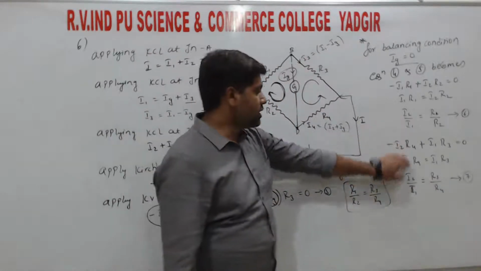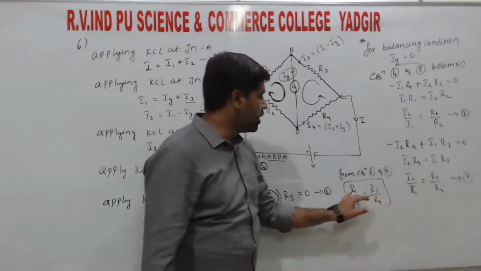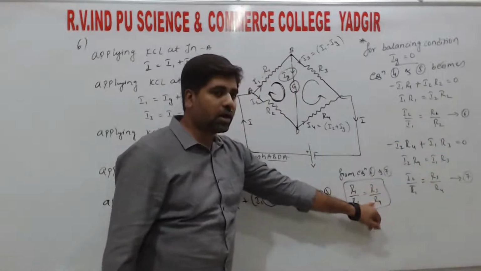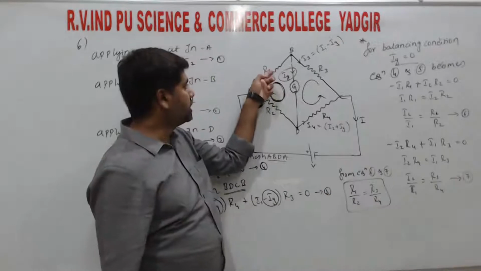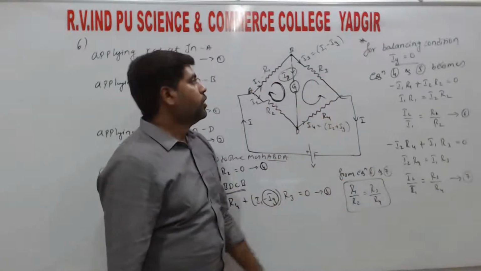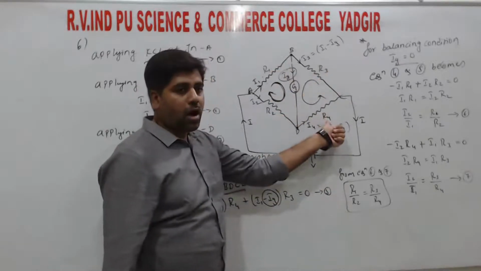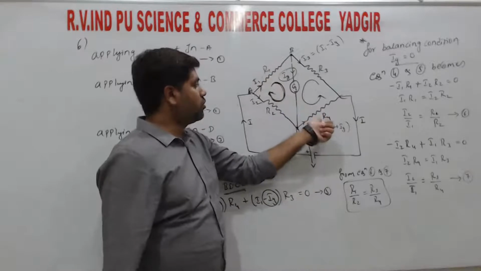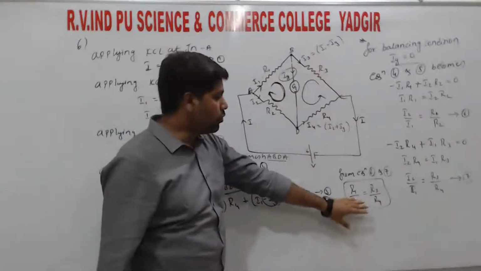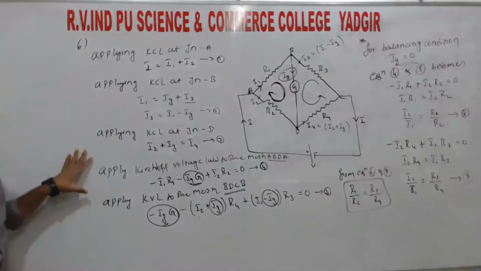Since the LHS is the same, we can equate the RHS. So if we equate the RHS, R1 by R2 is equal to R3 by R4. That means the resistance R1 by R2 is equal to R3 by R4. Otherwise we can relate R1 by R3 is equal to R2 by R4, or R2 by R1 is equal to R4 by R3. Whichever comes will be correct, right? So this is also important.